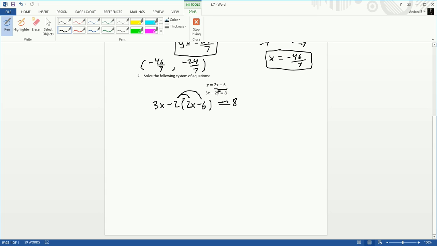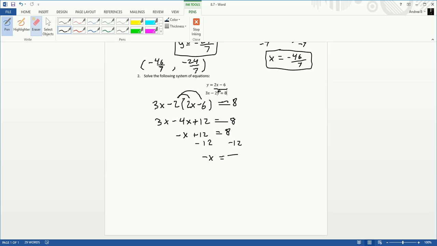So we'd want to distribute that 2 through to the parentheses. So we'd have our 3x minus 4x plus 12 equals 8 still. And then combine your like terms like normal. So we'd have negative x plus 12 is still equal to that 8. And then we can subtract the 12 from both sides of the equation to get the x part by itself. So we'd have negative x is equal to negative 4.